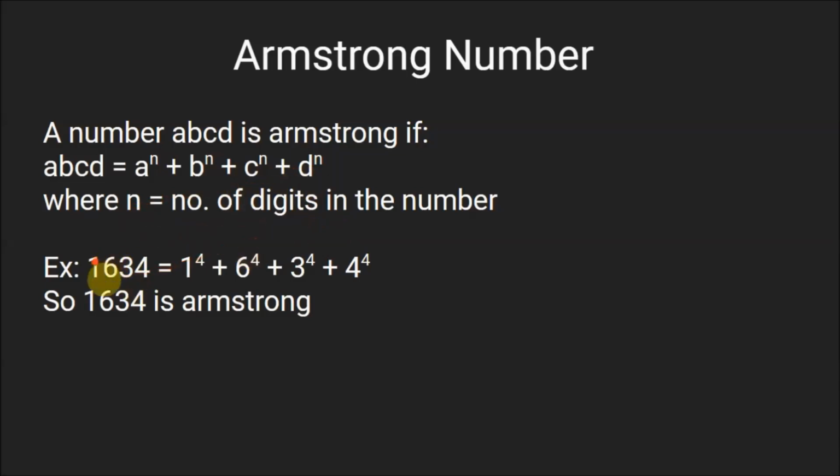So let's suppose the number is 1634. If this number is equal to 1 to the power 4 plus 6 to the power 4 plus 3 to the power 4 plus 4 to the power 4, where these powers are equal to the number of digits present in the number, that is, we have 4 digits in this number. So if we calculate this sum, it will come out to be 1634. So 1634 is an Armstrong number.